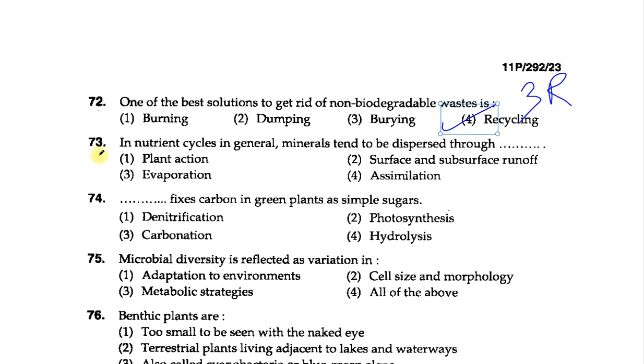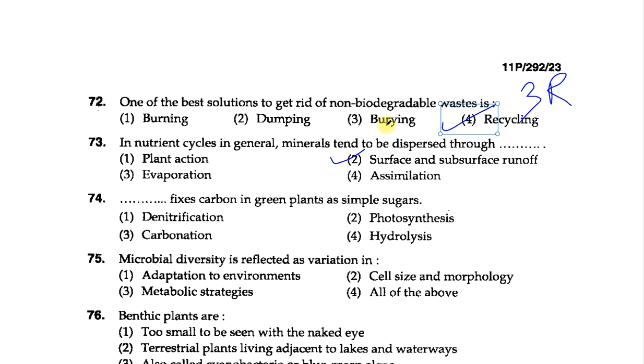Question number 73. In nutrient cycles in general, minerals tend to be dispersed through 1. Plant action, 2. Surface and subsurface runoff, 3. Evaporation, 4. Assimilation. The correct option is option 2, surface and subsurface runoff, the runoff of the water into other bigger water bodies or to the groundwater.